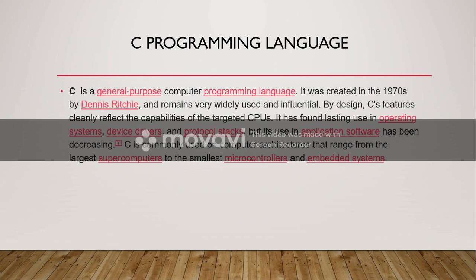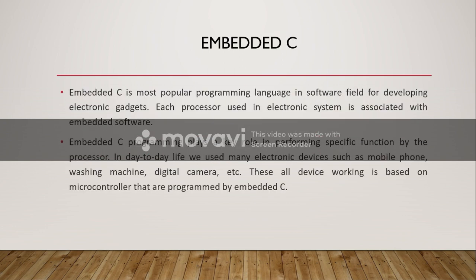Mostly the C programming language is used for hardware purposes, and a more detailed version of this C we can say is Embedded C. It is a popular programming language in the software field for developing electronic gadgets. Each processor used in an electronic system is associated with embedded software. Embedded C programming plays a key role in specifying the specific function performed by the processor. In day-to-day life, we use many electronic devices such as a mobile phone, washing machine, digital camera, etc.